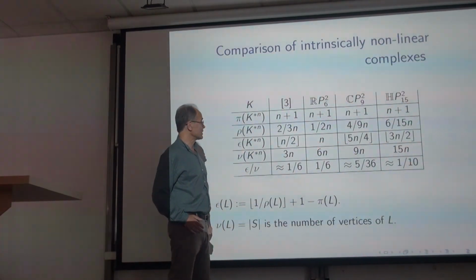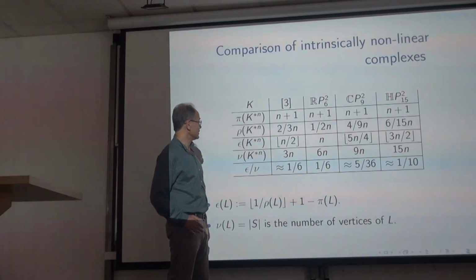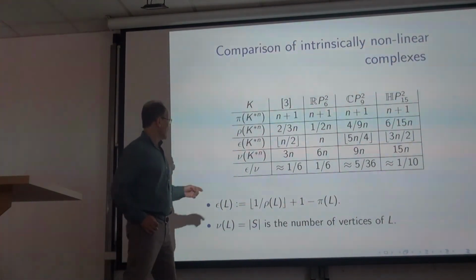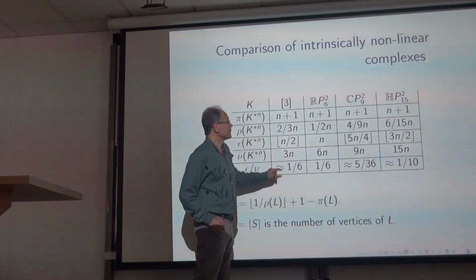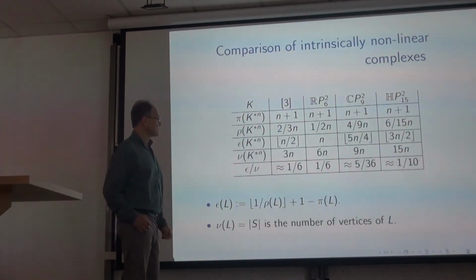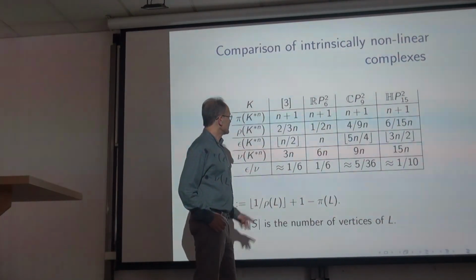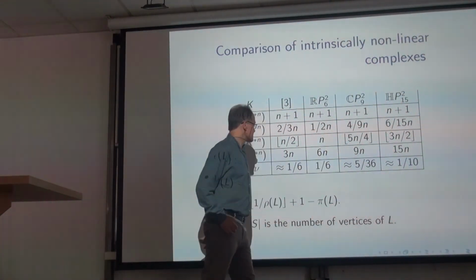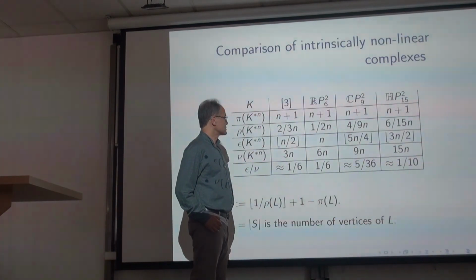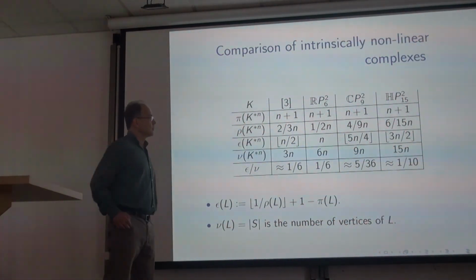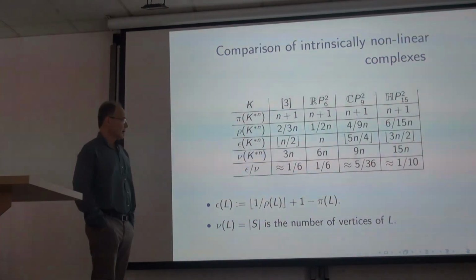I mean, it is certainly positive. They're all intrinsically nonlinear. They're all minimally intrinsically nonlinear. And now, compared to the price you pay, you see somehow that these 3 examples are somewhat better than the quaternionic projective plane.